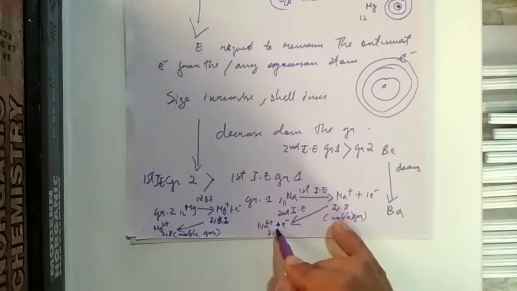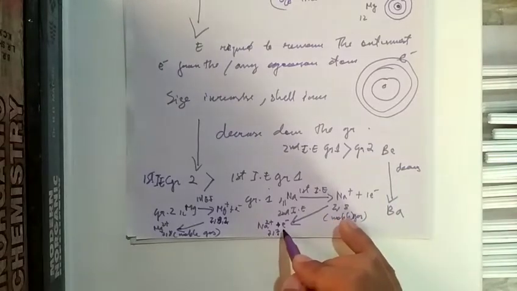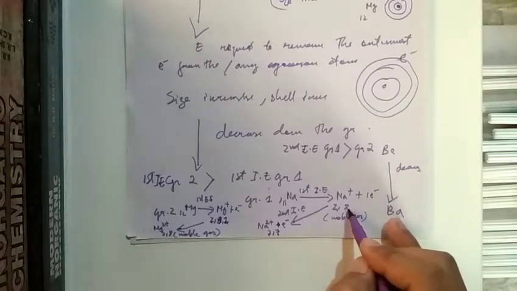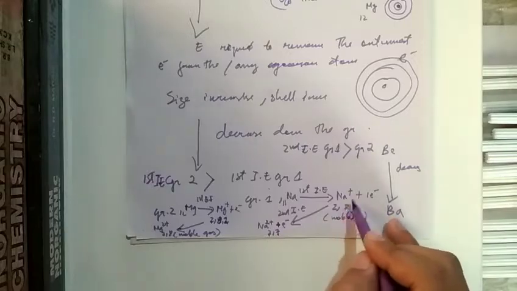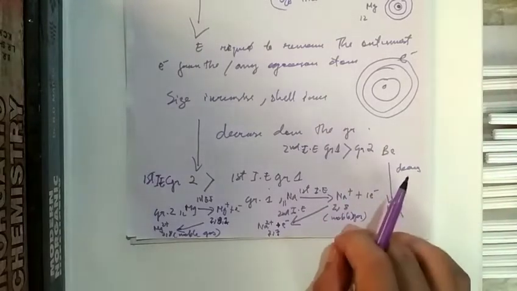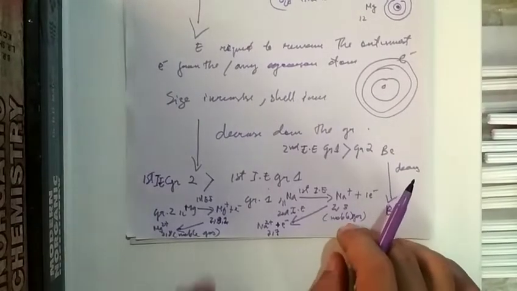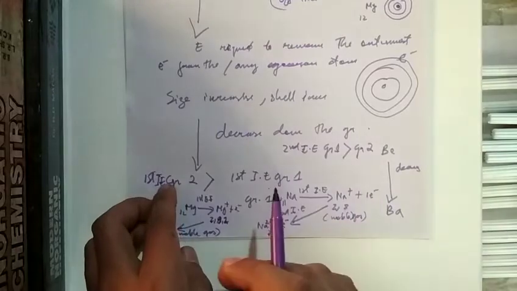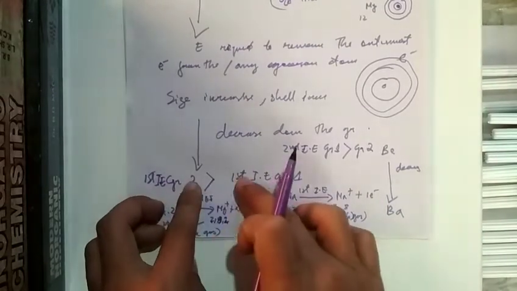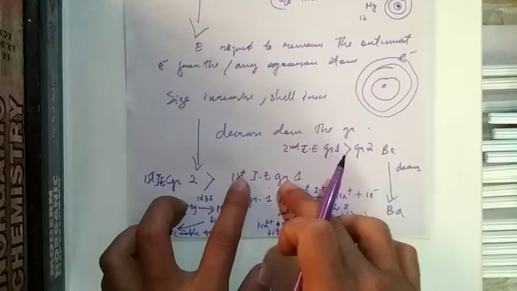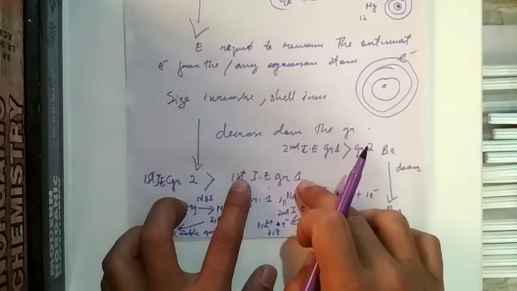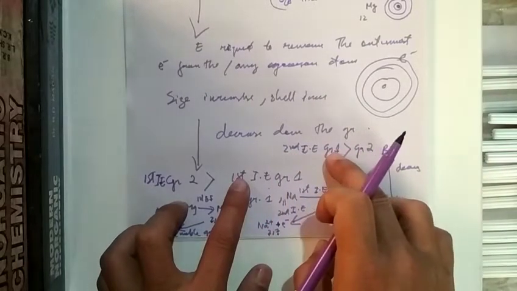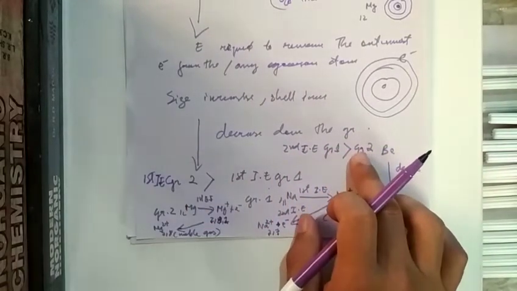So it will be difficult to remove this, since they are stable, a stable noble gas configuration. When they are stable, it becomes difficult to remove. That is the reason why the first ionization enthalpy of group 2 elements is greater than the first ionization enthalpy of group 1. But in the second case, the second ionization enthalpy of group 1 is greater than group 2.